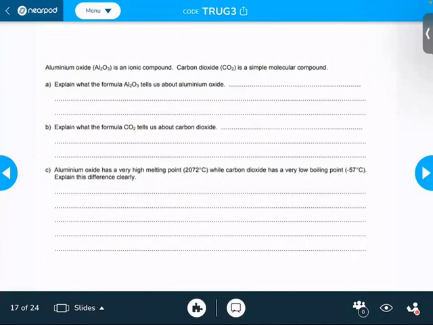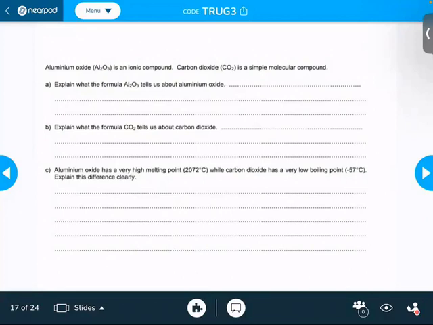Now C, aluminium oxide has an incredibly high melting point, whereas carbon dioxide has a low one, because aluminium oxide is made up of positive and negative ions, which are strongly attracting each other electrostatically. You've got to put in a lot of energy to break that attraction. Whereas CO2, because they are molecules, when you are boiling it, you are breaking the intermolecular forces. Now, intermolecular forces are very, very weak. It doesn't take a lot of energy to do that.